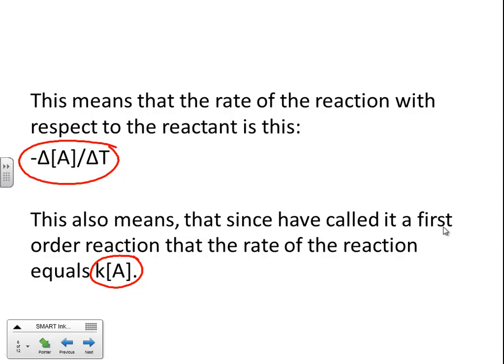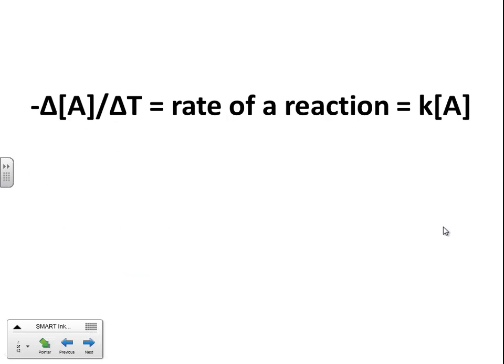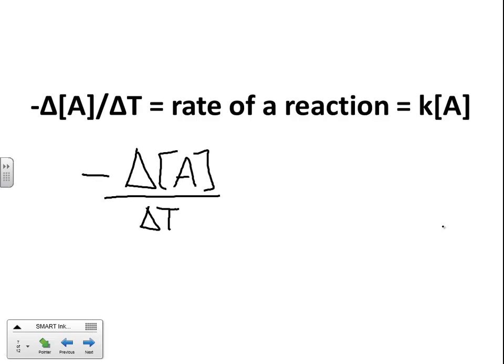Because the rate of the reaction equals both of these, we can set them equal to each other. This gives us negative the change in the concentration of A over the change in time equals K times the concentration of A.